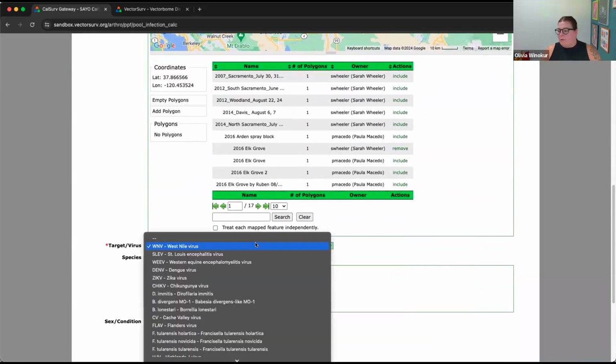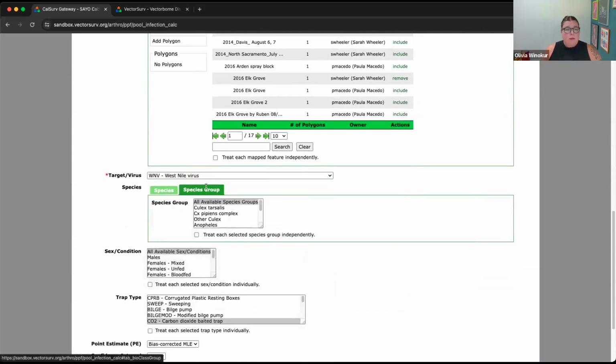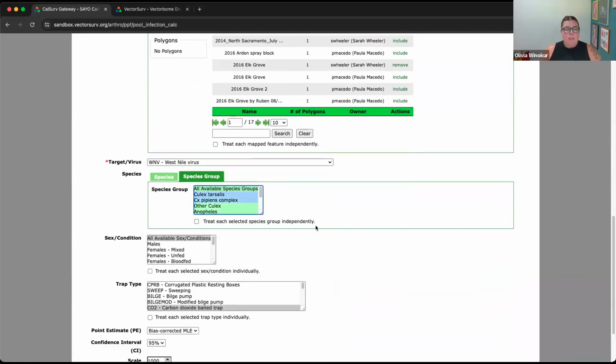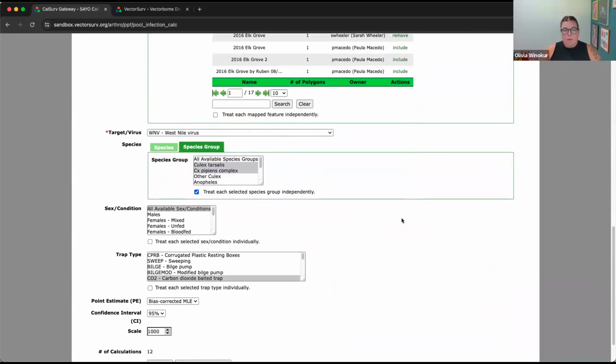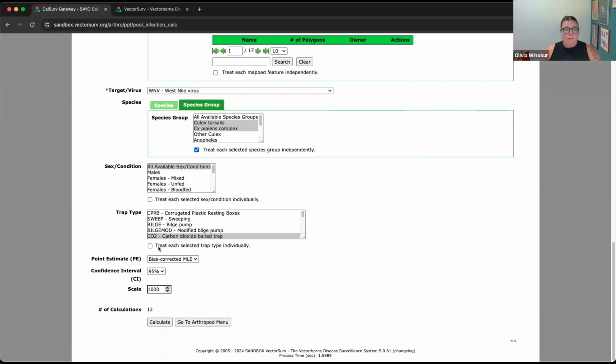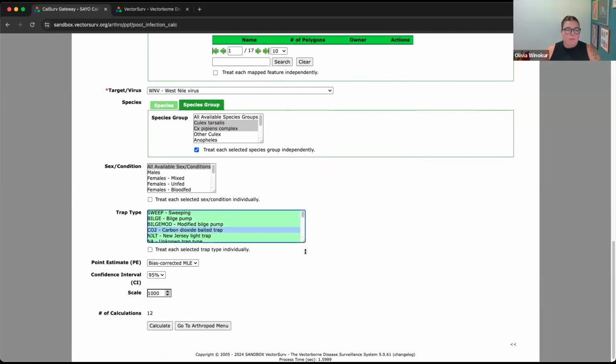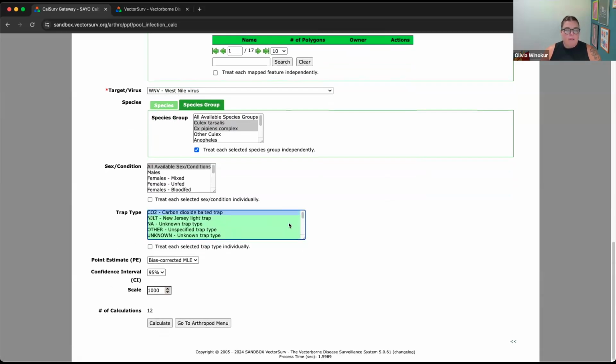Our target is West Nile virus, but if you have something else circulating in your area like St. Louis that you're interested in, you could also move to that. Here I'm going to look at what's happening in Tarsalis and in Pipiens, but I'm going to treat each of these separately so that I will get 2 outputs. I'll get what the infection rate in half-month periods was for Tarsalis and what the infection rate was for Pipiens. I'm going to just stick with CO2 traps, but your agency might use different ones, or you may want to compare what's happening in CO2 versus gravid traps or whatnot.